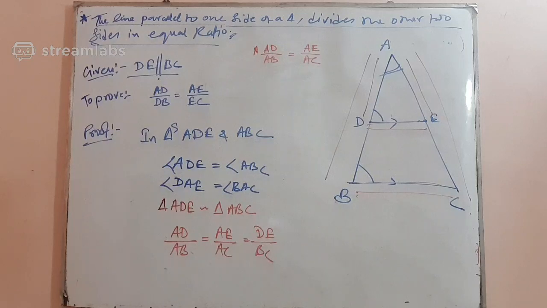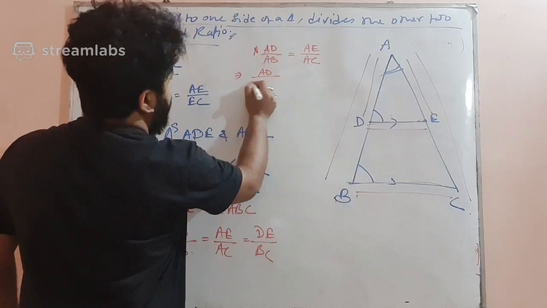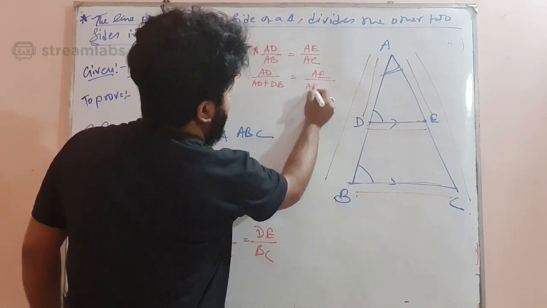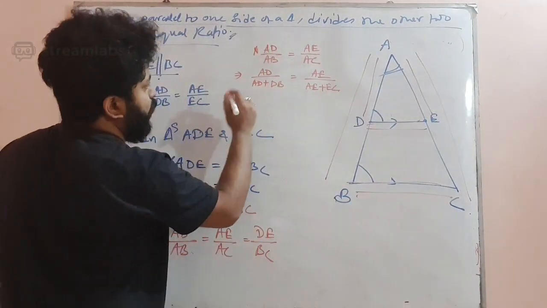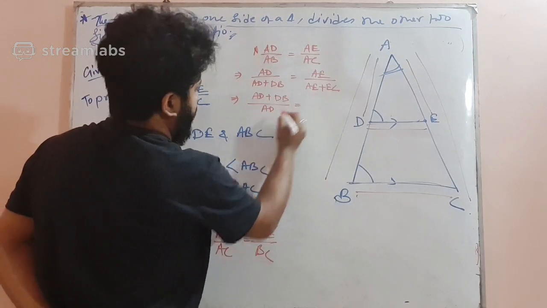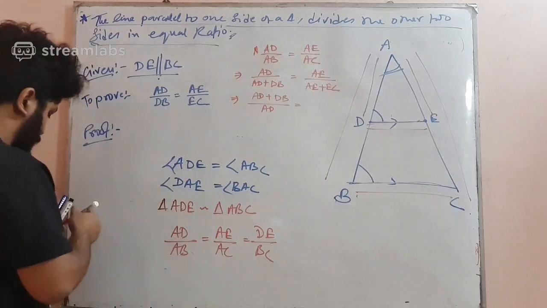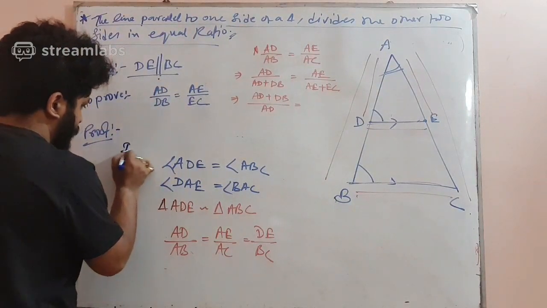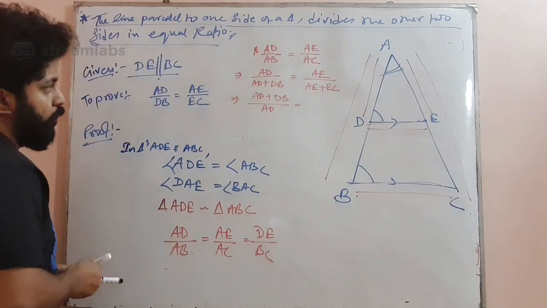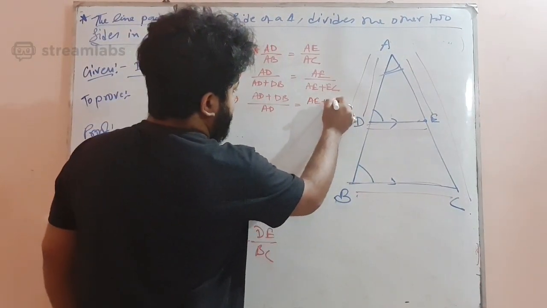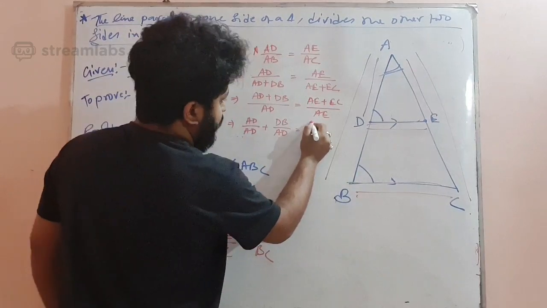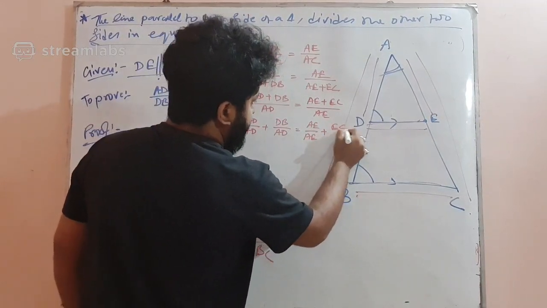Okay. AB I can write as AD plus DB, can I not? And AC I can write down as AE plus EC, can I not? Then I can reciprocate it, right? I can reciprocate both sides. So AD plus DB by AD must be equals to AE plus EC by AE. And what I can do is AD by AD plus DB by AD is equals to AE by AE plus EC by AE. I can do it.